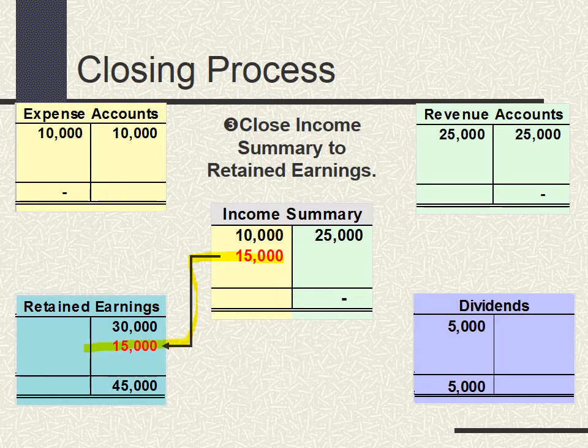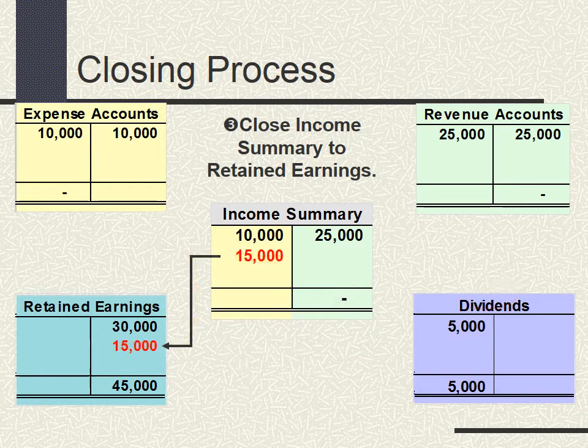So now notice R, E, and I. Revenues, expenses, and income summary are all a 0 balance. And let's see if I can get this to work, to just make a reminder that if the debits and the credits are equal here, there's nothing left in this, there's nothing left in this, those are my zeros, and there's nothing left here. They're zeroed out.